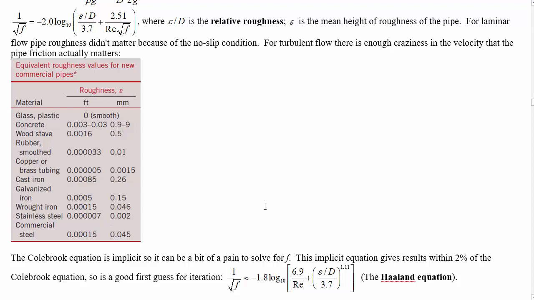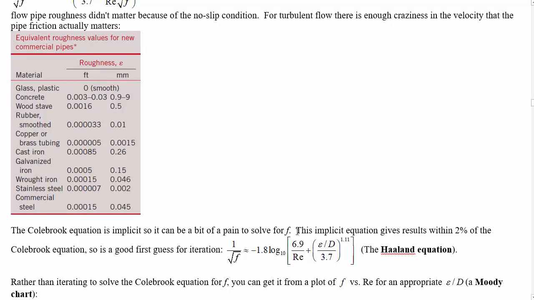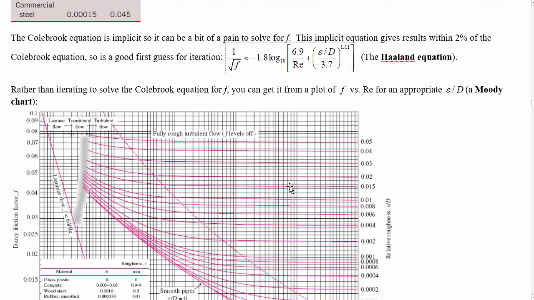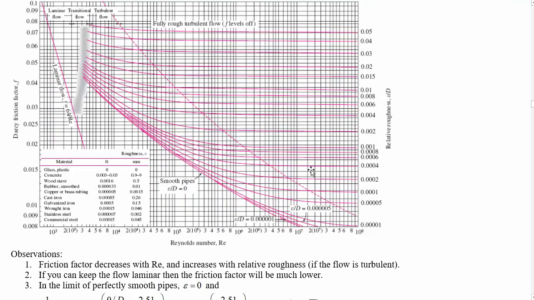Colebrook equation, again, is implicit, so it can be a pain to solve. Now, instead of that, we have this equation, the Haaland equation. If you'd like to get a faster answer and don't need the kind of accuracy that the Colebrook equation iteration method can give you, this is great for a first guess. Now, suppose you don't want to do any of that. Suppose you are more of a visual learner and you want to read things very quickly off of a chart. Well, then you are in luck because we have the Moody chart right here.